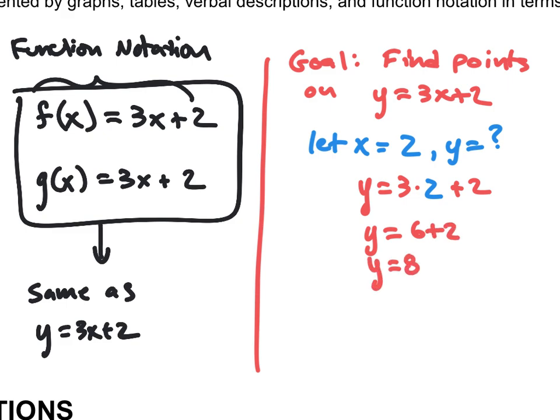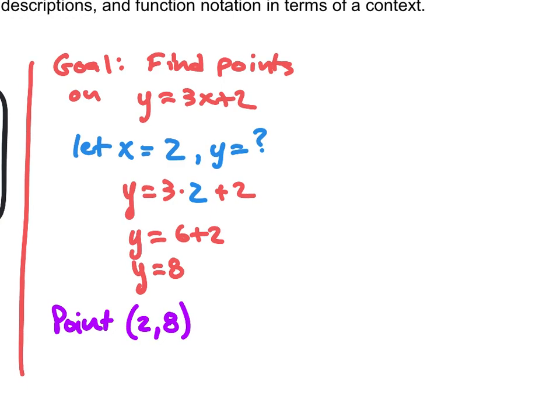And then we can say, all right, well, that means I have the point on the graph, 2, 8, all right? And that's the idea. Now, using function notation, that actually is a lot easier, all right?